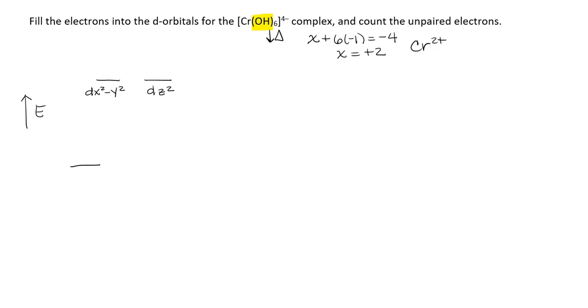For my lower 3 orbitals, they are also degenerate with one another. So my dxy, dxz, and dyz can be written in any order. The next thing I need to do is figure out how many d-electrons I have to work with.